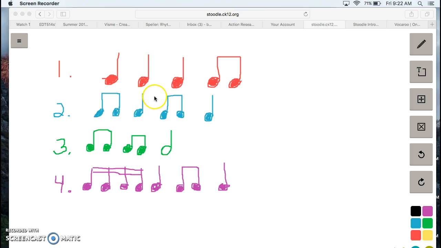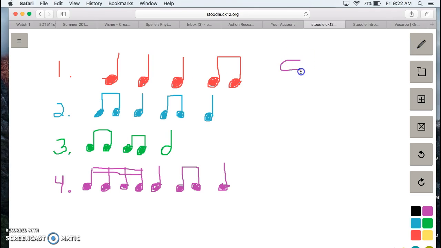Okay, so we have simple, and these will both be kind of in the middle. When we get to 4, this would definitely be complex.